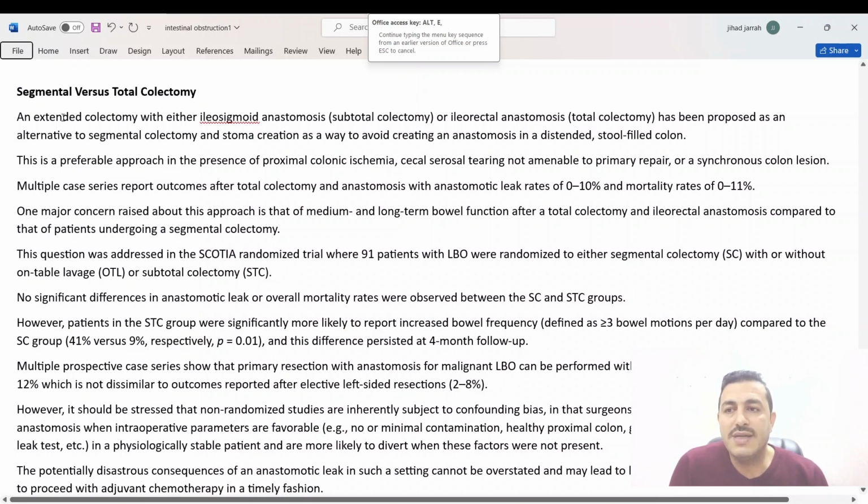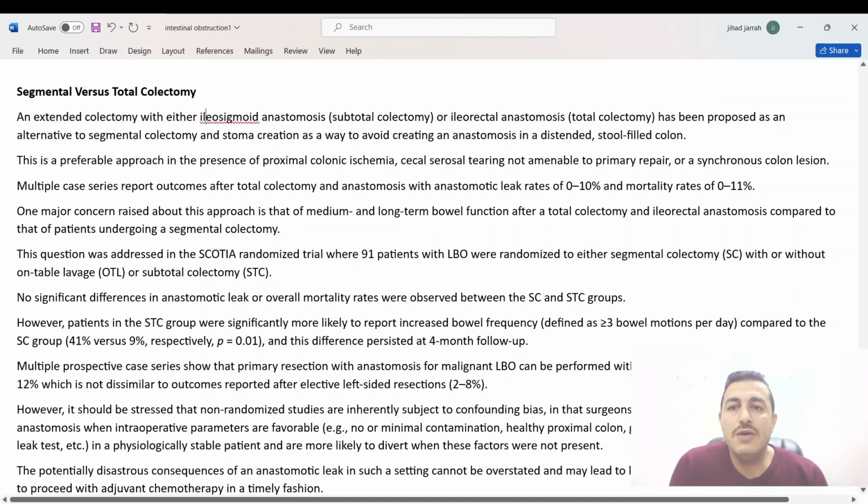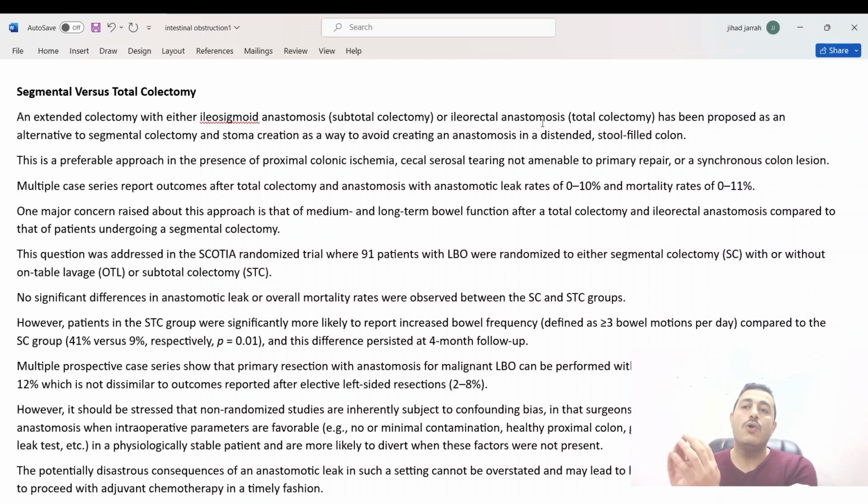Actually, here it's a nice definition of extended colectomy. Subtotal means we have ileosigmoid anastomosis, while in total colectomy we have ileorectal anastomosis. They compare extended colectomy, either subtotal or total, with segmental colectomy, when they consider that segmental colectomy should come with a stoma. When proceeding with extended colectomy with anastomosis, we do not need a stoma.